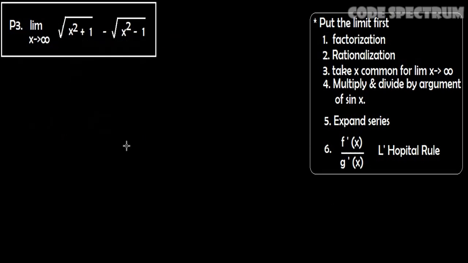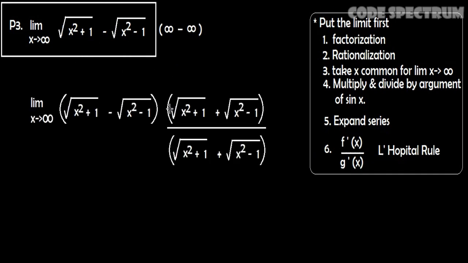Let's take another problem. Here, limit x tending to infinity. If you put infinity in place of x, you will get the infinity minus infinity form. In such cases, you may use the second point, which is rationalization. If you rationalize this term, what do you get? For rationalization, you take this term and put the inverted sign, which is the plus sign, for both the numerator and denominator. It means that we are multiplying and also dividing by this term, so the resultant is the same.